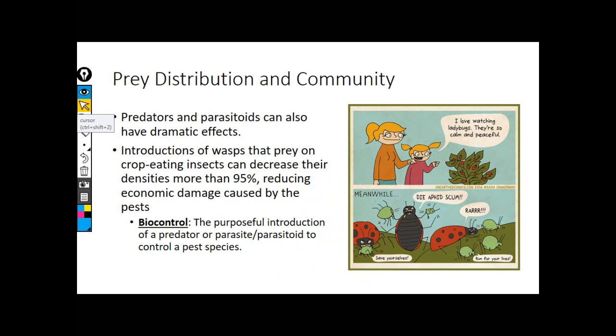Okay, let's talk a little bit about introduction. As we see, predators have dramatic effects on communities. So introductions of predators can have really strong effects on a community. For example, if I were to introduce a wasp that preys on a crop-eating insect, that can decrease the density of the crop-eating insect by more than 95%.